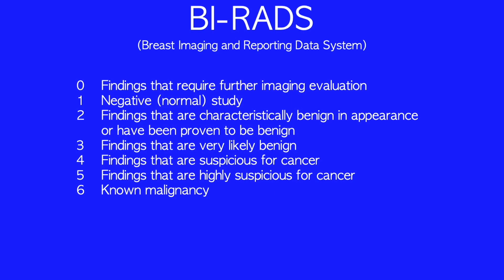The results of the diagnostic mammography are given a BI-RAD score, for breast imaging reporting and data system, of from 0 to 6. In the BI-RAD score, a 0 usually entails a finding that requires further imaging evaluation, and a score of 1 is negative, a normal study. In contrast, a 6 means that a known malignancy is present. You will learn more about breast cancer management and the significance of these scores in pathology.